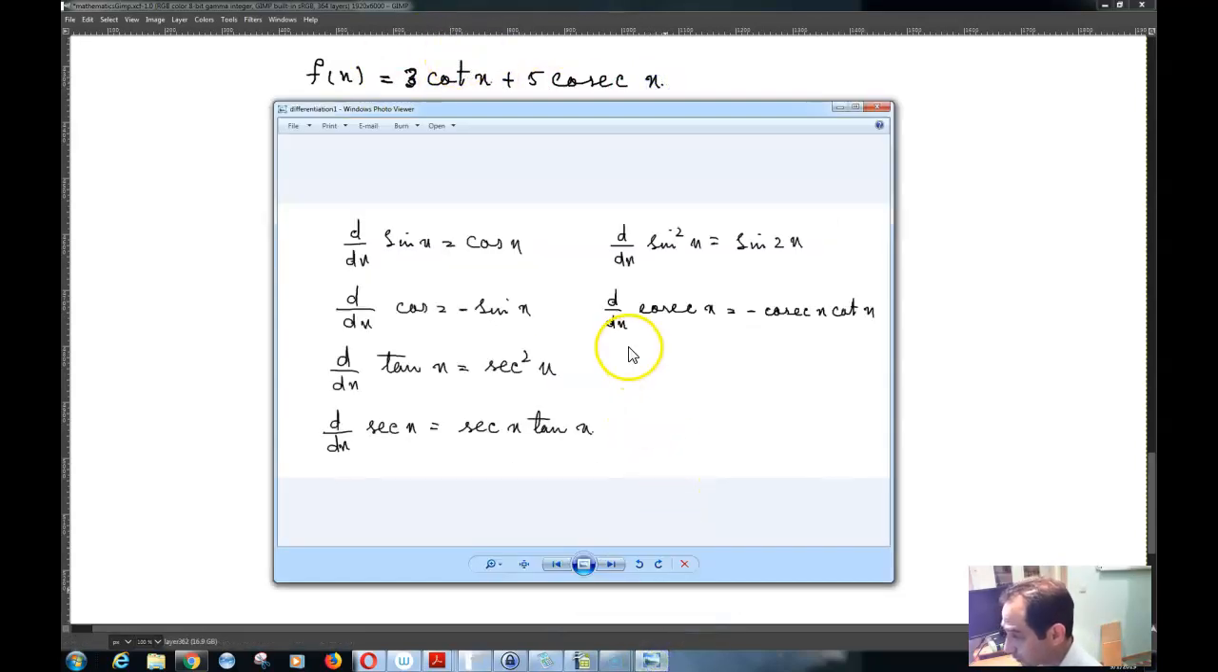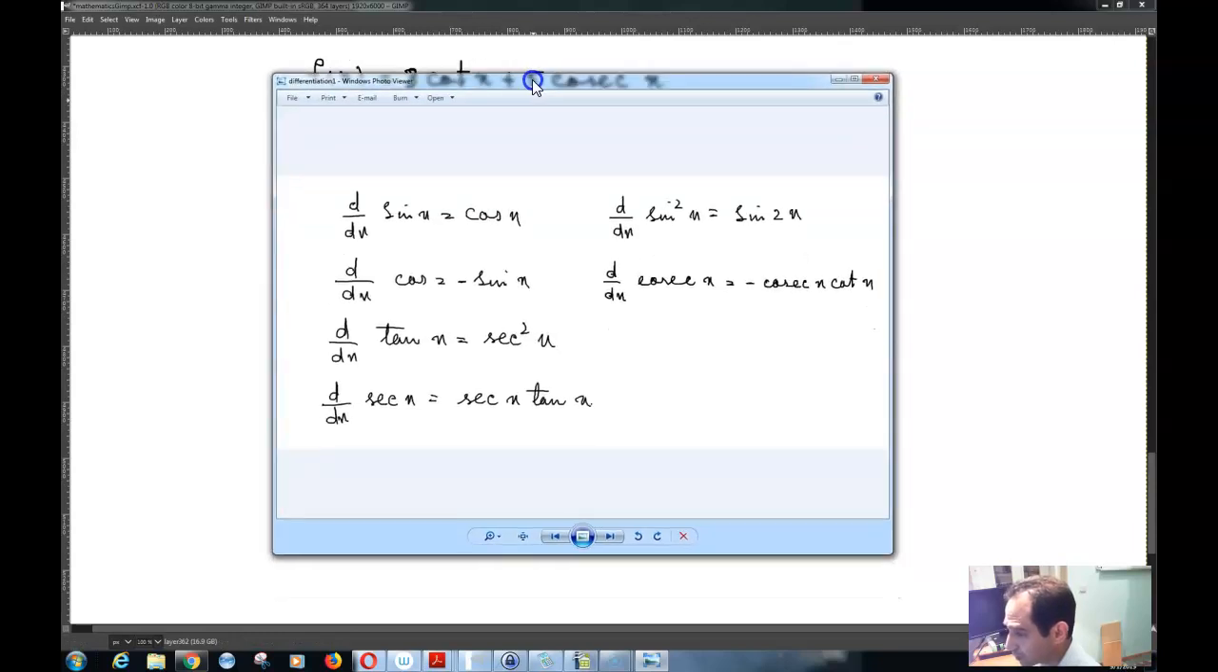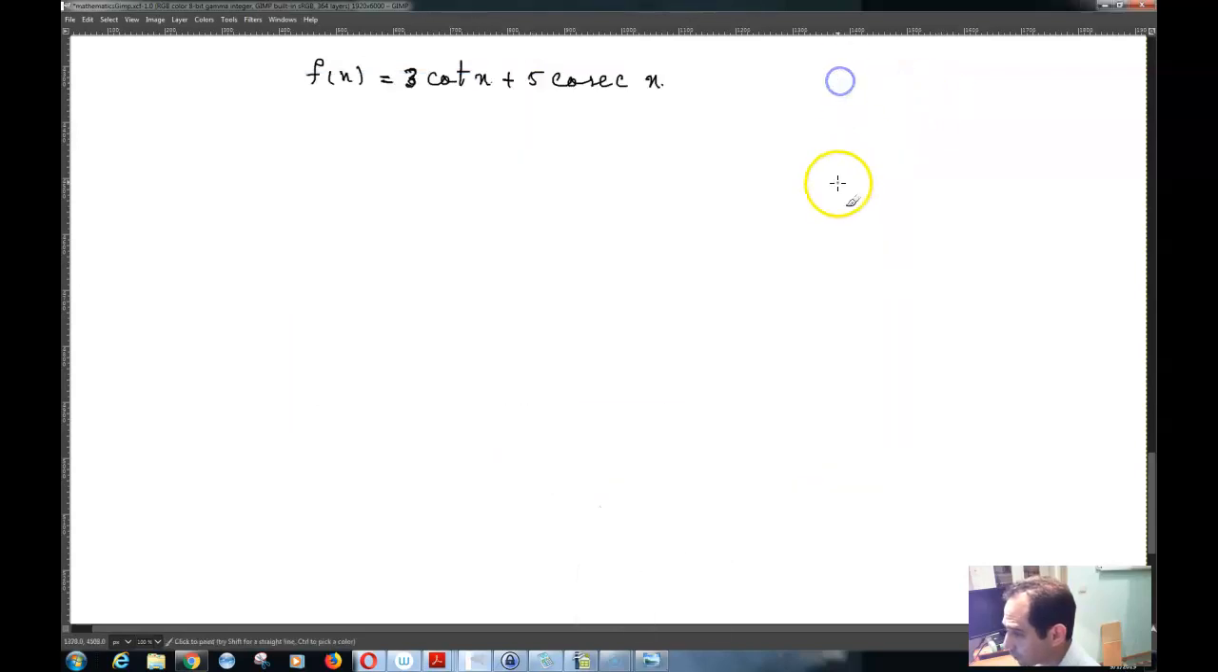Okay, so now suppose that you want to find the derivative of f of x equal to 3 times cot x plus 5 times cosecant x. But we don't have the derivative of cot x here. Cot we haven't calculated. So let's go and calculate the derivative of cot x first, and then we will use it over here.